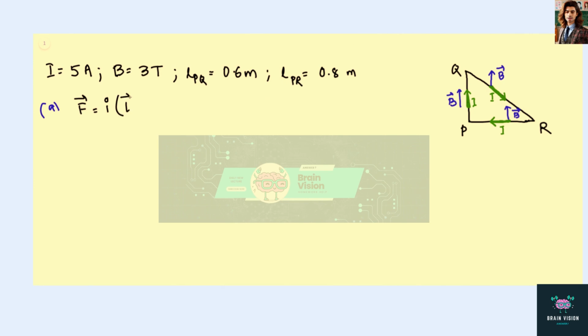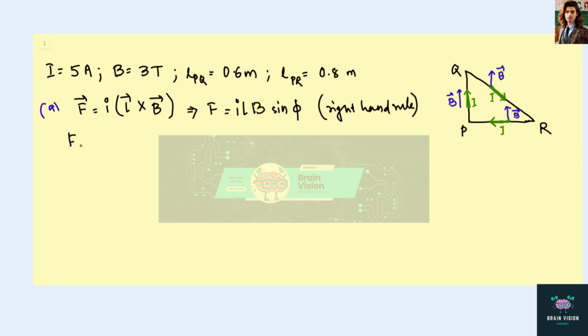So for the first part, we are going to use force is equal to I times the cross product of length and magnetic field. This gives the magnitude to be I times L times B sine phi, where phi is the angle between length and the magnetic field, and direction is given by right hand rule. So we are going to apply this equation to each segment and see what we get.